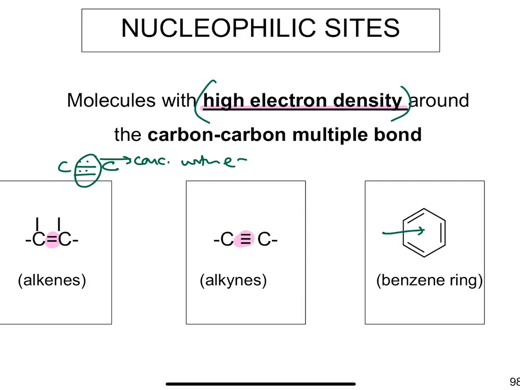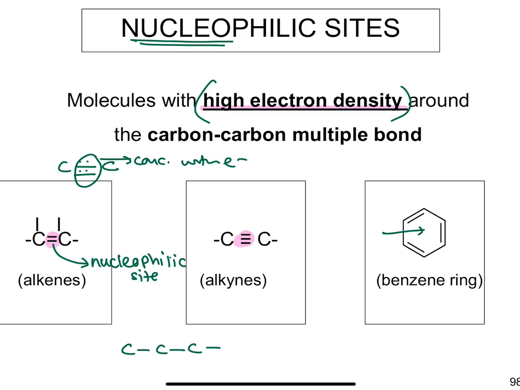So high electron density region means it wants to look for some positivity. So when it wants to look for some positivity, we say this region is a nucleophilic site, because it is on a molecule. It's a location on a molecule.